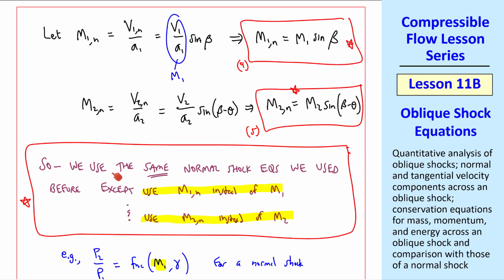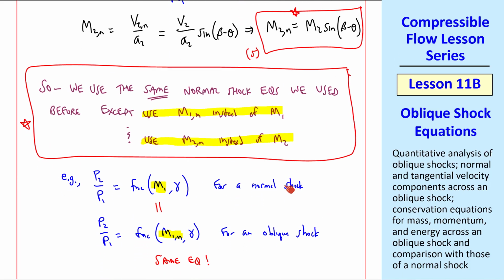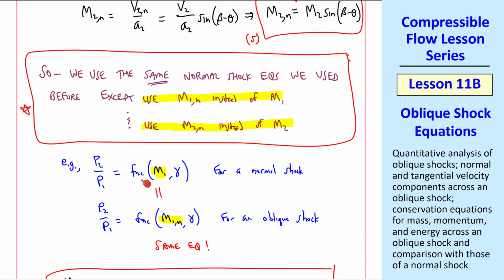So the bottom line is that we can use the same normal shock equations that we used before, except with M1n instead of M1, and M2n instead of M2. For example, we had an expression for P2 over P1 as a function of M1 and gamma for a normal shock. Well, for an oblique shock, we can use the identical equation, except use M1n instead of M1.